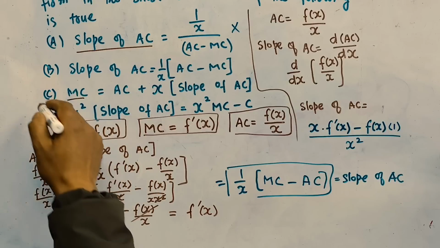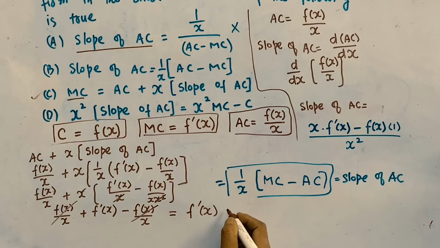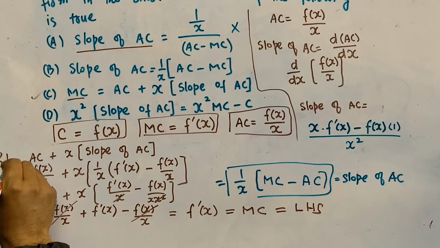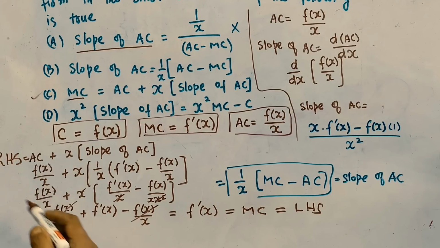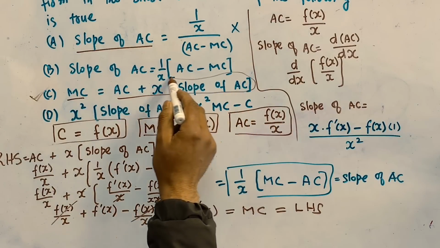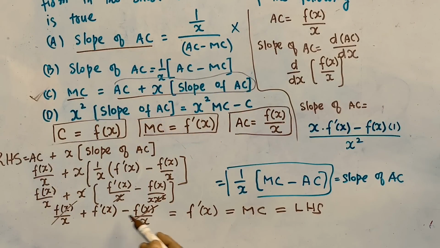I guess this option seems correct. What is f prime x? It is equal to marginal cost, which is equal to the LHS. My bad, this option C should be correct. So how did we solve it? We took the RHS and solved it, and when we solved it, we got f prime x, which denotes the marginal cost, which is our LHS. I hope I made myself clear in this video and you find this video helpful. Thank you.